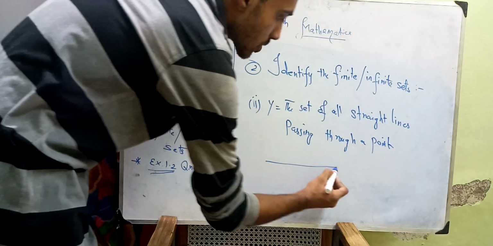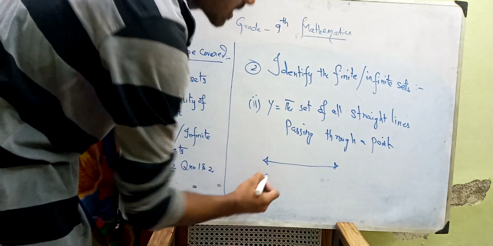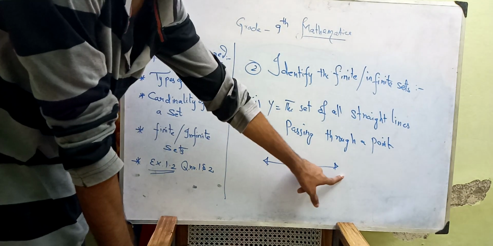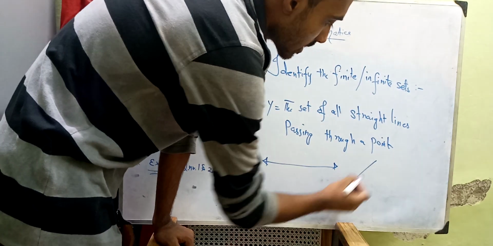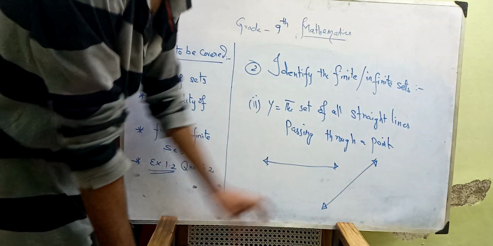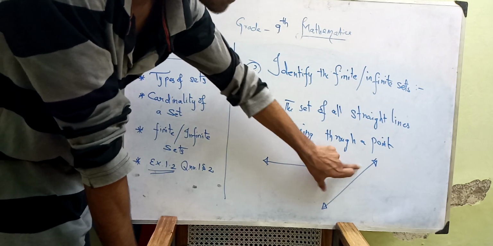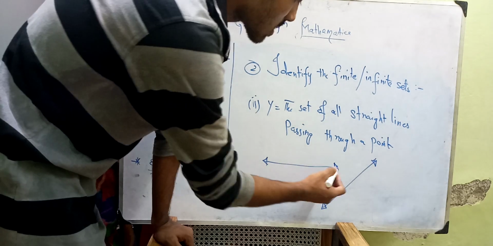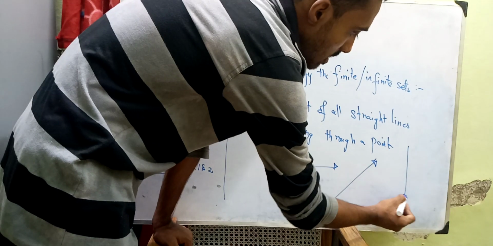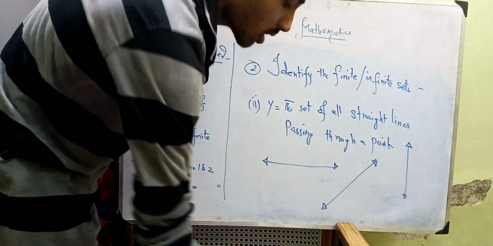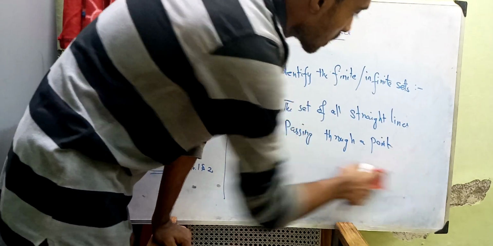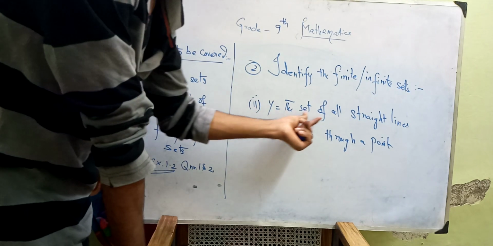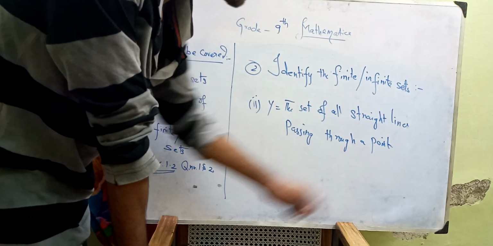We know this is a straight line. It is obvious, everyone knows this is a straight line. Not only this is a straight line, this is also a straight line, but in the sense it has some shape, and this shape is slant. So this is horizontal, slant, and this is vertical. No matter which position you take, straight lines are straight lines, right? So I use here the set of all straight lines passing through a point.